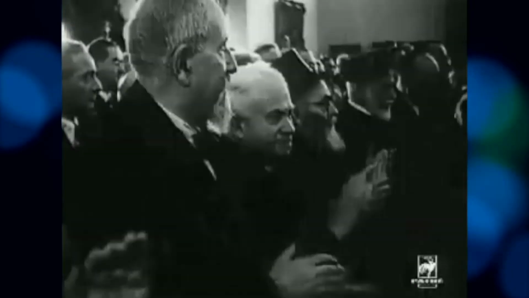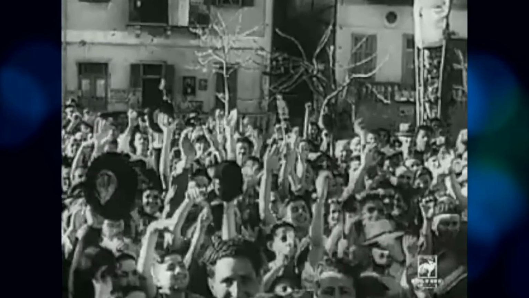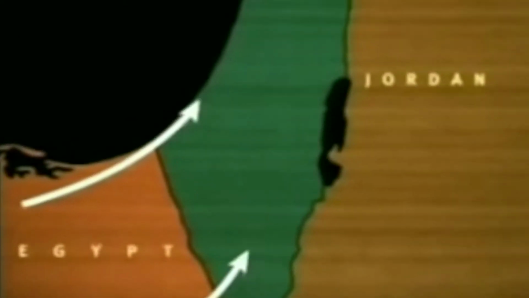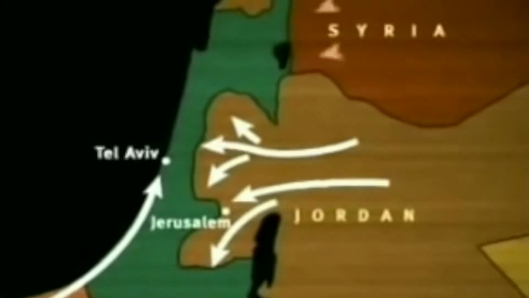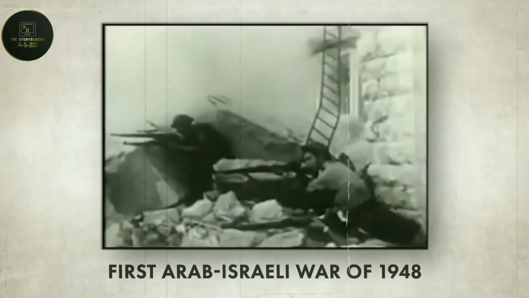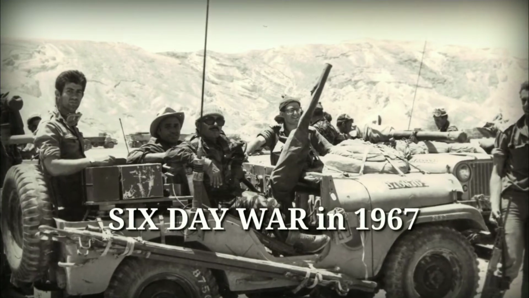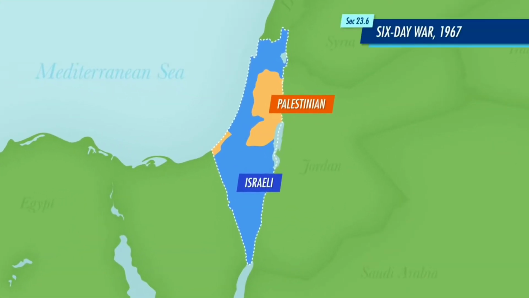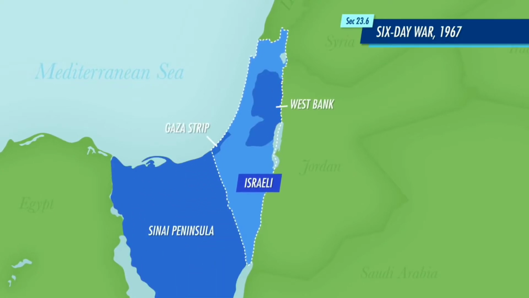Jews accepted the partition plan by the United Nations, and as a result on May 14, 1948, the Jewish State of Israel was born, but the neighboring Arab countries refused to accept Israel. That resulted in the Arab-Israeli War in 1948 and the Six-Day War in 1967, and by the end of the two wars, Palestine was fully occupied by Israel.